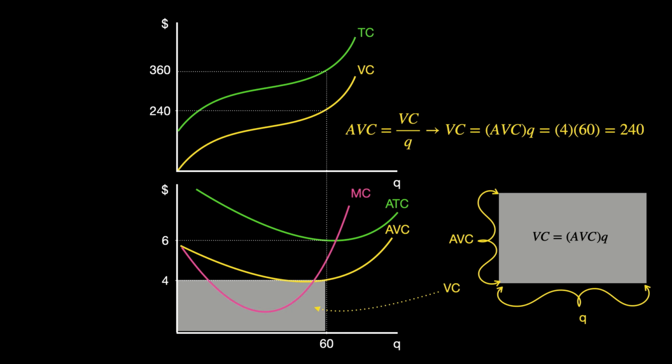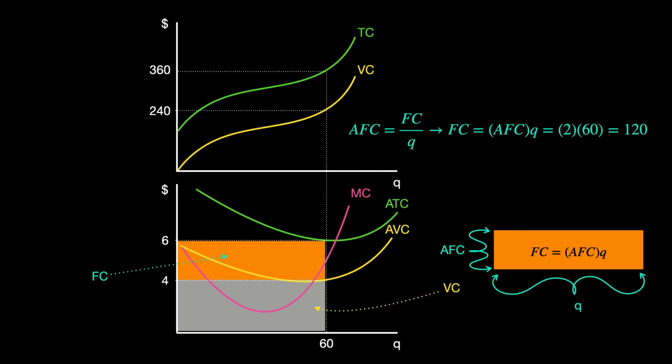Again, when you multiply height times base, you get the area of the rectangle. Here, the height of the rectangle is equal to average variable cost, or 4, and the base is equal to Q, or 60. So when you multiply the height times the base, you're actually multiplying average variable cost times Q, which is variable cost. We can plot this value of 240 for variable cost on the top graph.